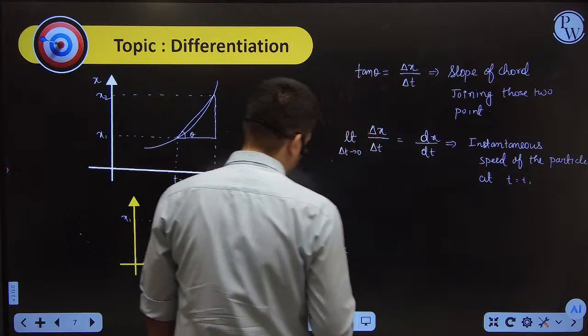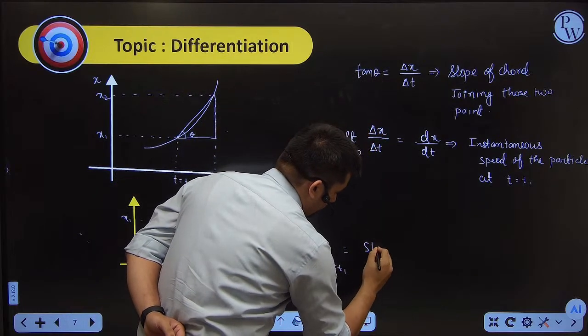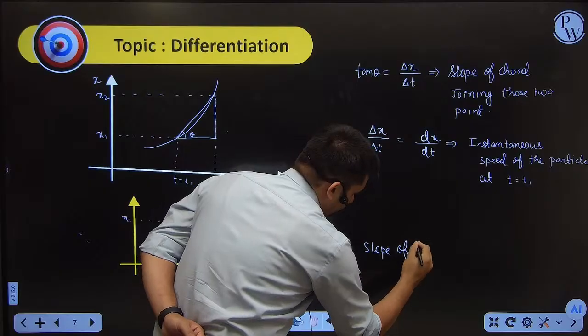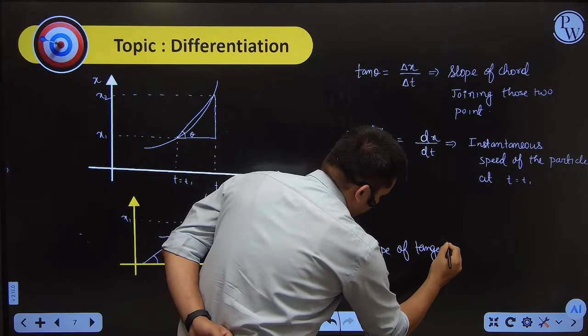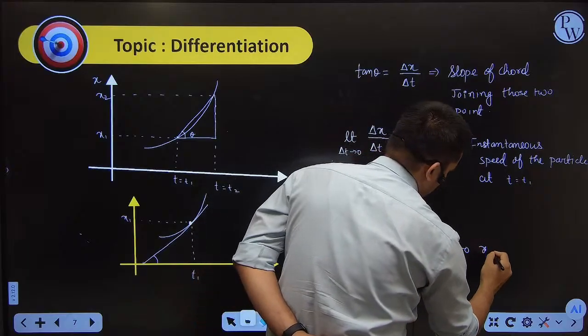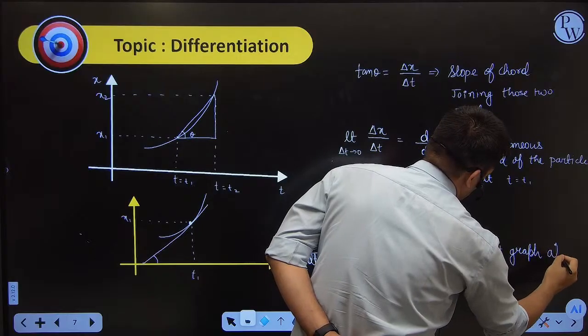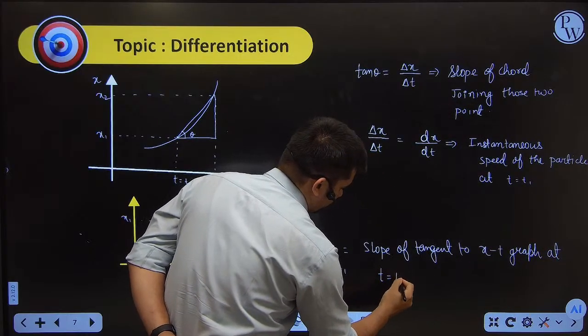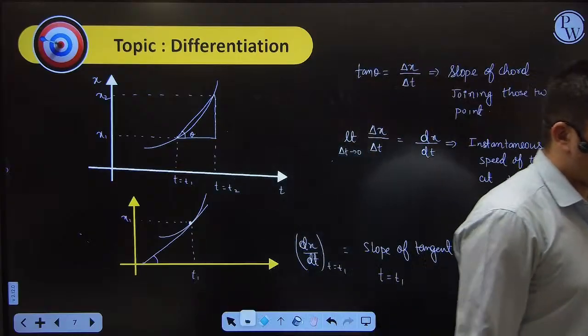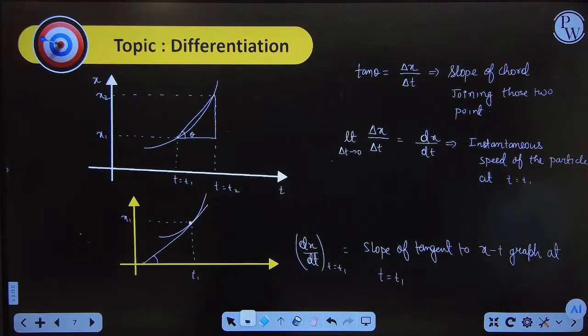So can we say dx by dt at t is equal to t1 will be the slope of the tangent to the x-t graph at t is equal to t1. Make a note of this. Slope of chord was giving you what? The average speed between t1 and t2. And the slope of tangent at t is equal to t1 is giving you what? It is giving you the value of instantaneous speed at that point, t is equal to t1.